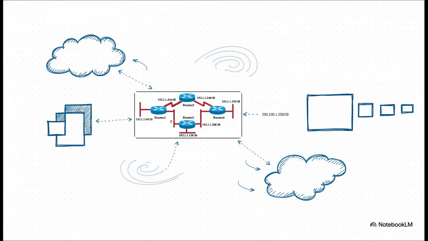Point-to-point links between routers only get the exact tiny subnets they require, like a /30. Meanwhile, the local area networks branching off those routers can be sized as /28s or /26s, depending entirely on user counts. This leaves the rest of your IP block beautifully preserved for any future expansion.